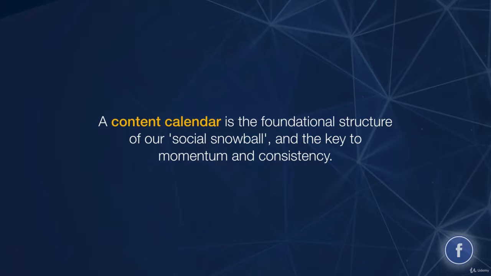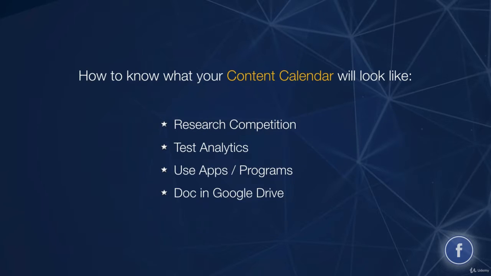So the content calendar is the foundational structure for the social snowball, which is the momentum that we build on our page from day one. And we're going to go into that in the next module. And it's the key to momentum and consistency, because consistency will get your page to grow at massive rates. It is an exponential growth pattern when you use Facebook pages. So we really need to make sure that you are growing as consistently as possible to build that momentum exponentially.